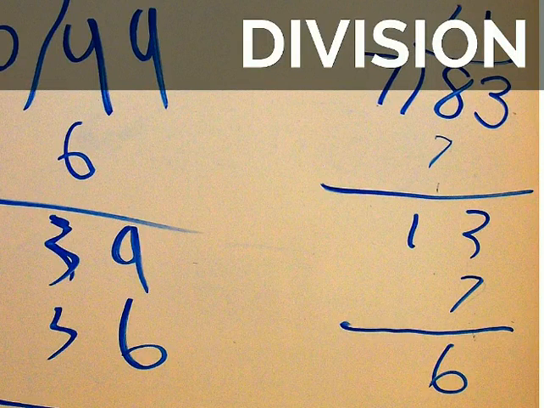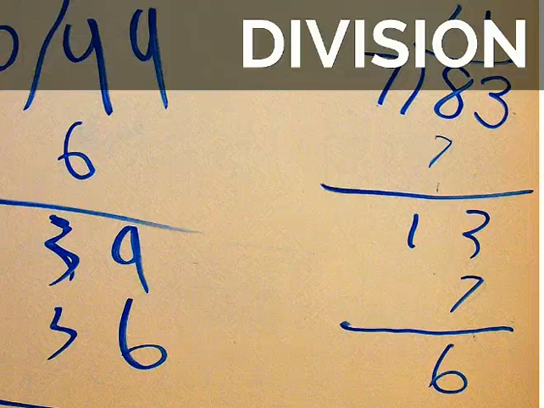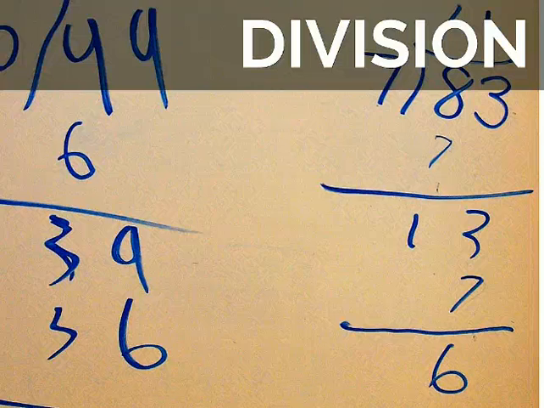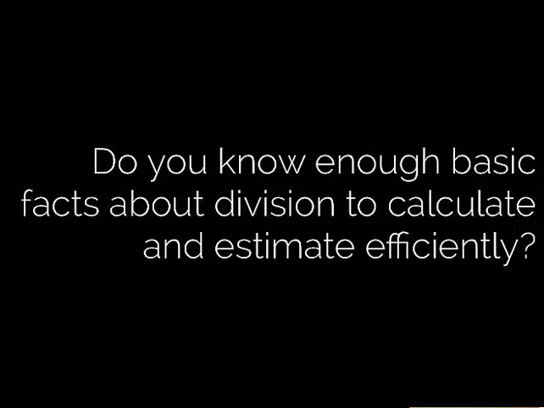Division is an inverse operation for multiplication. The idea of splitting something into groups, so we can have partitive or quotative division processes, so into groups or how many in each group. So do you know enough basic facts about division to calculate and estimate efficiently? Of course, within that is knowing when to calculate and when to estimate.